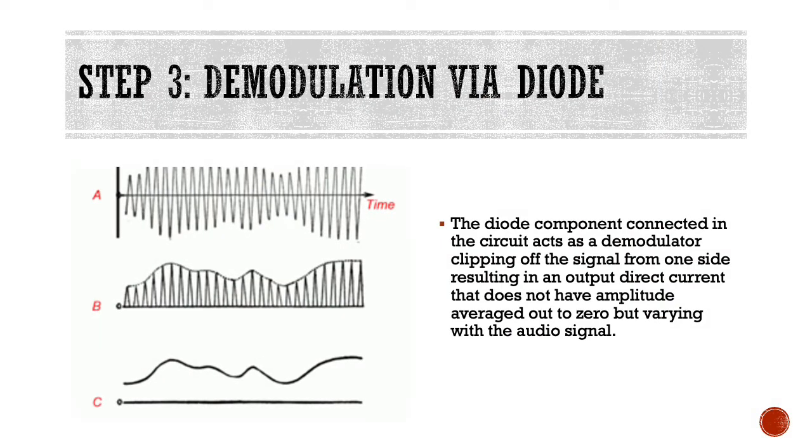The diode component connected in the circuit acts as a demodulator, clipping off the signal from one side, resulting in an output direct current that does not have an amplitude averaged out to zero, but varying with the audio signal.